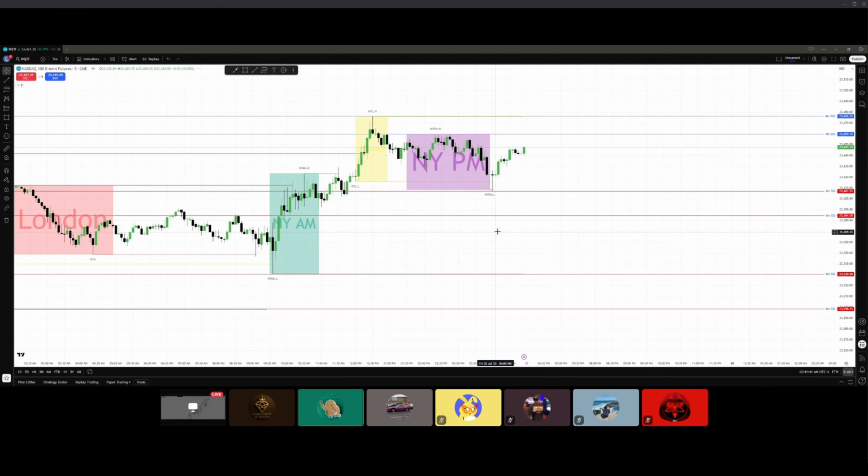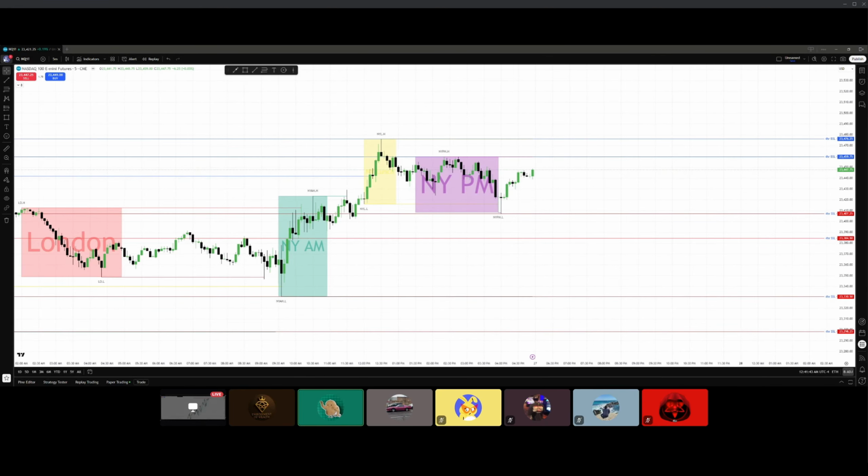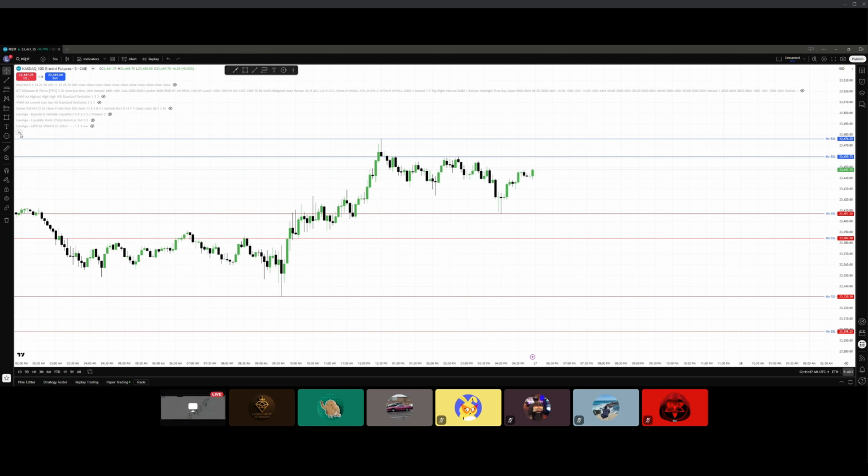Drop down to the 5-minute. Now I'm going to remove these. Now we see relative highs. So not only is it 4-hour buy side liquidity, that's also the New York PM high, and it's also relative highs. Then you got the New York lunch high.